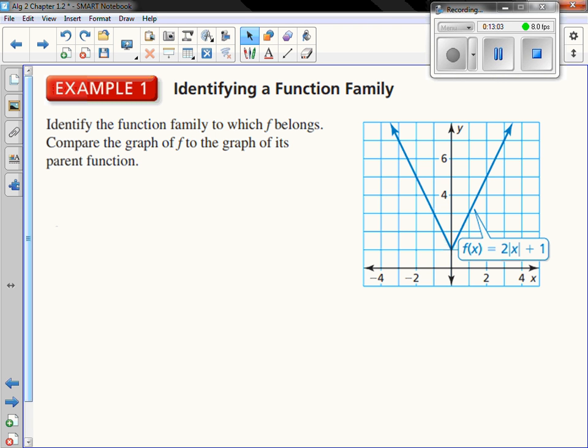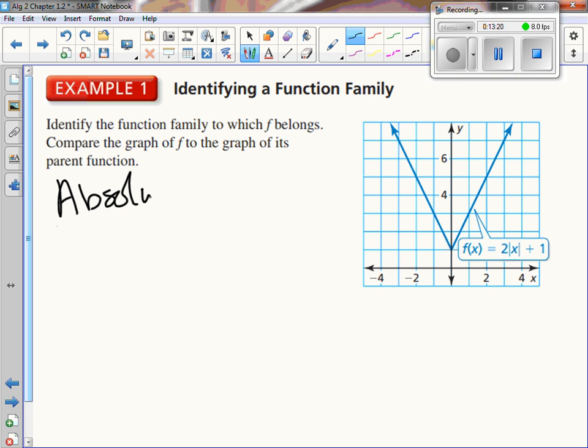So looking at this here, Stormy, what is its parent function? Absolute value. Because it looks like it, doesn't it? It looks like an absolute value. It has a V shape. So its parent function is the absolute value function.